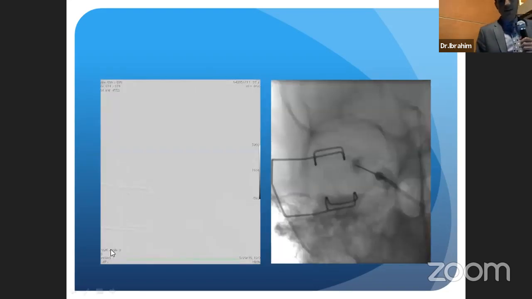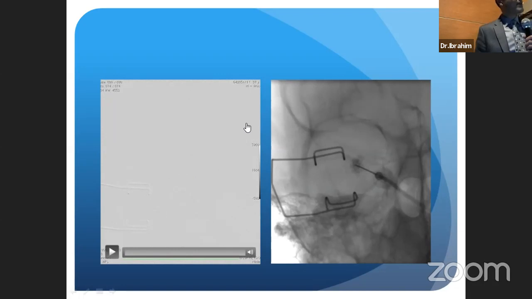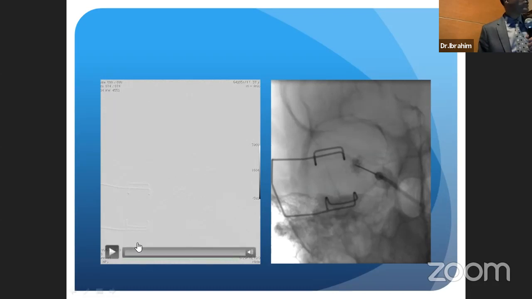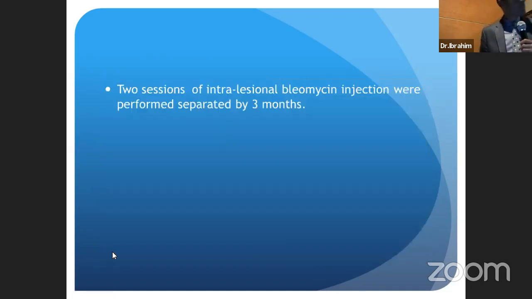Moving forward, this is again showing the frontal view. As you could see, the needle is going next to the globe intraconally into the tumor, with contrast injection showing that location. Obviously, we see the globe very clearly with ultrasound. With fluoroscopy, you don't have that access.